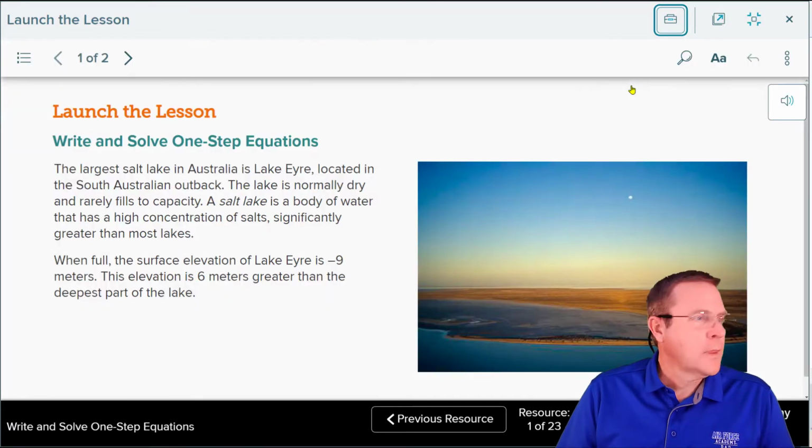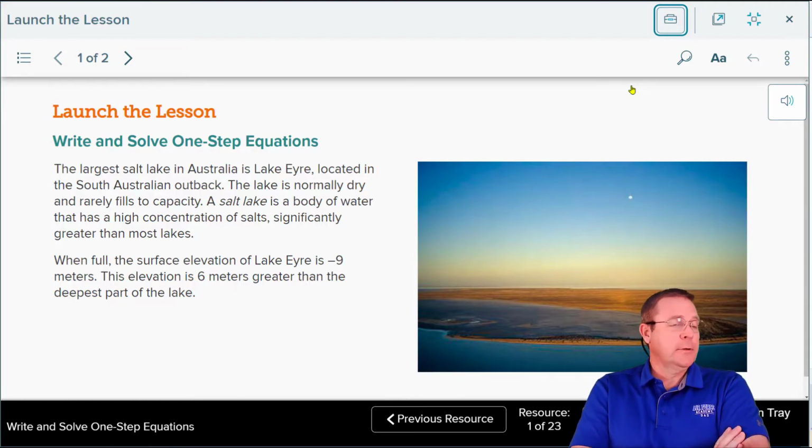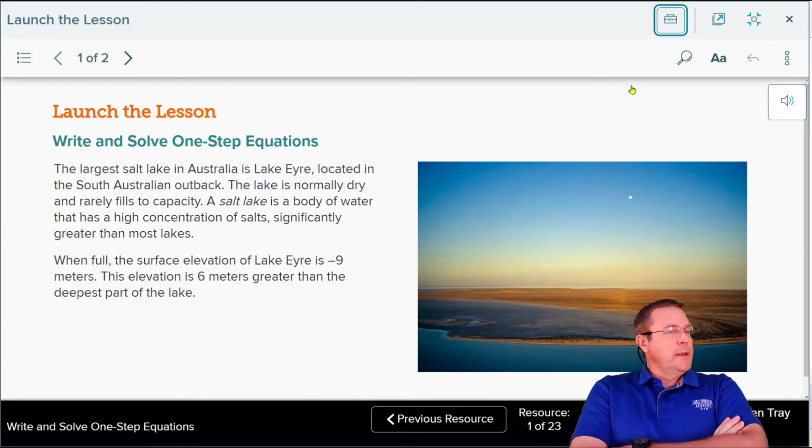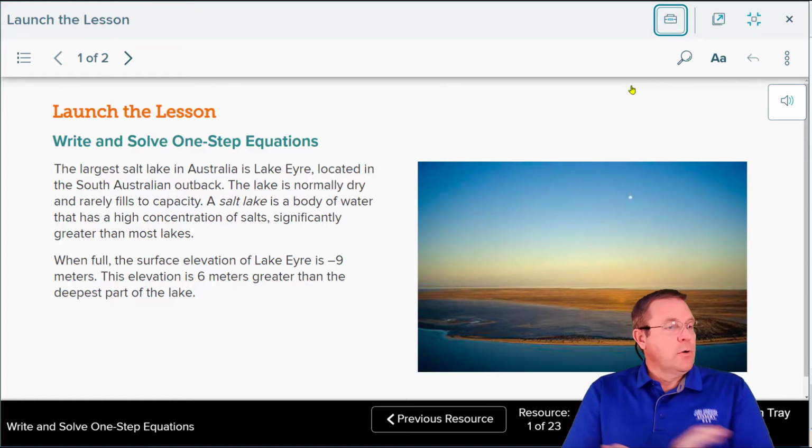The largest salt lake in Australia is Lake Eyre, located in the South Australian outback. The lake is normally dry and rarely fills to capacity. A salt lake is a body of water that has a high concentration of salts, significantly greater than most lakes. When full, the surface elevation of Lake Eyre is -9 meters. The elevation is 6 meters greater than the deepest part of the lake.